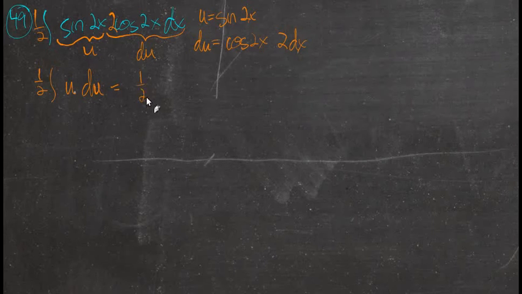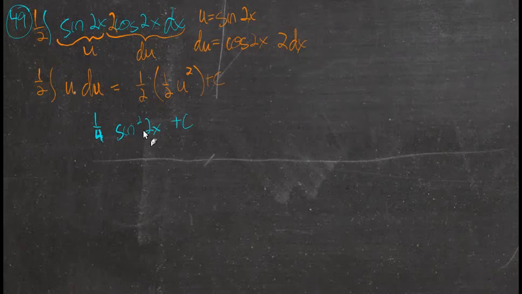So now we have 1/2 times 1/2 u to the 2 plus c. So now when I replace u, I get 1/2 times 1/2 is 1/4, so 1/4 u squared, u was sine of 2x, so 1/4 sine squared 2x plus c. Okay, so it turns out I don't even have a sine function here. It turns out this was of the form u du. Okay, so just because there's trig functions there doesn't mean that you're just going to let u be the inside of the trig function.